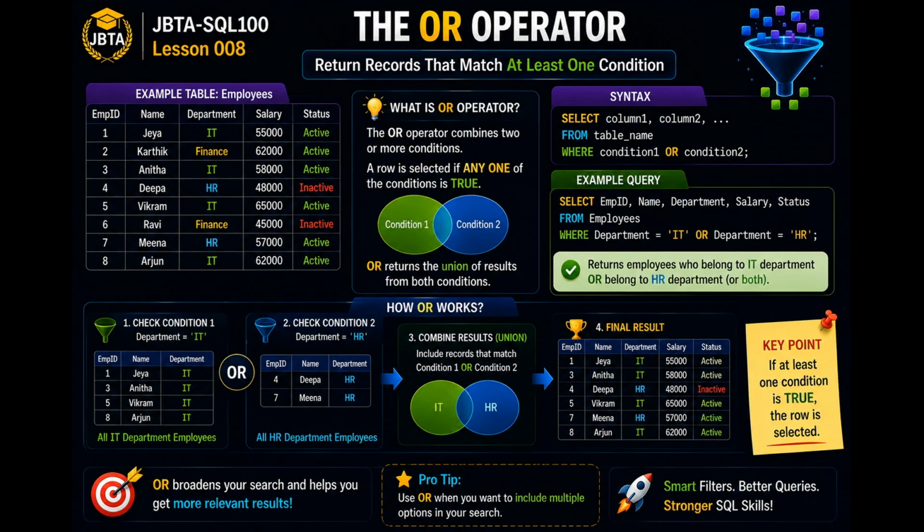Key points to emphasize. OR combines two or more conditions. A row is returned if at least one condition is true. OR produces broader results than AND. It is useful when searching for multiple possible values. If none of the conditions are true, the row is excluded. OR helps retrieve records that match any of the specified conditions. Golden rule: use OR when any one of your conditions is enough to qualify the row.